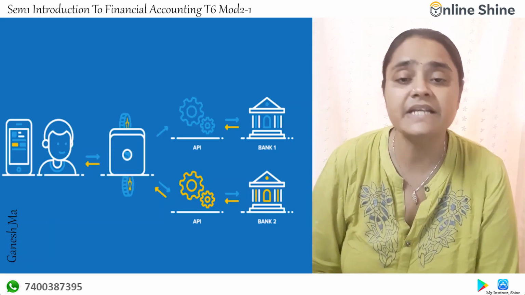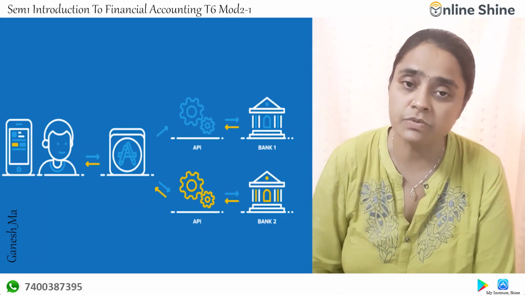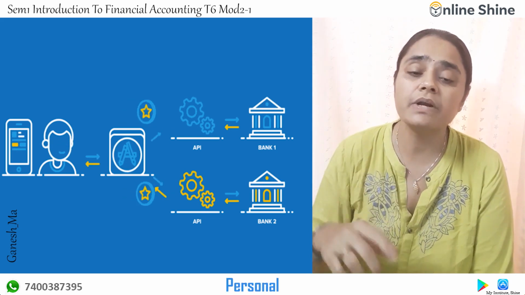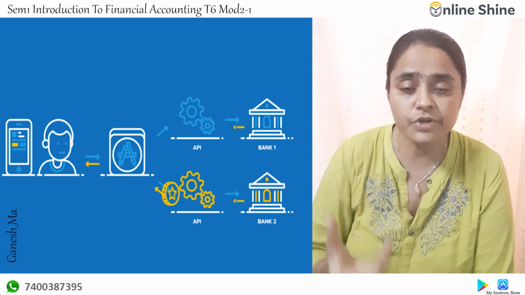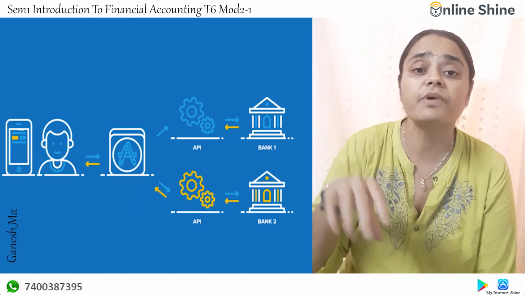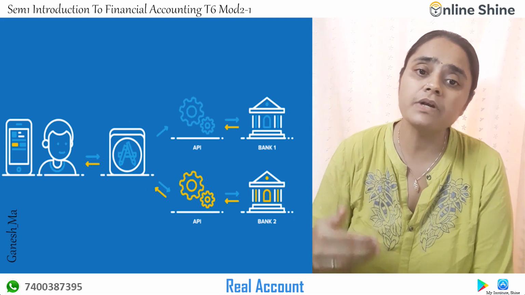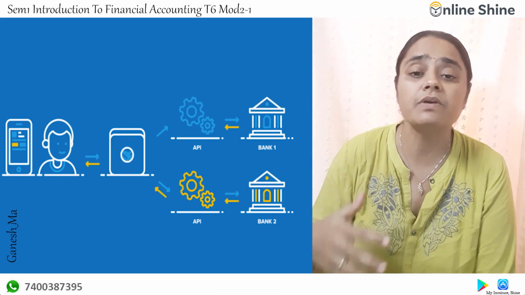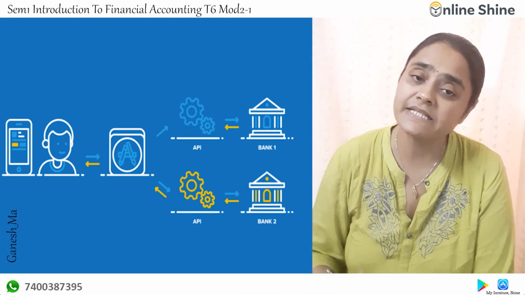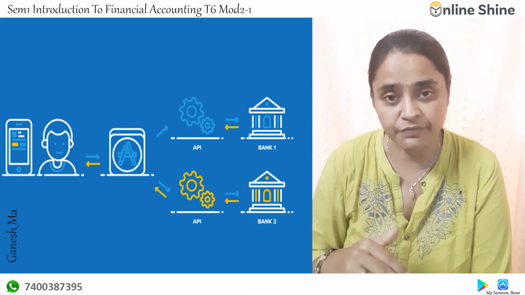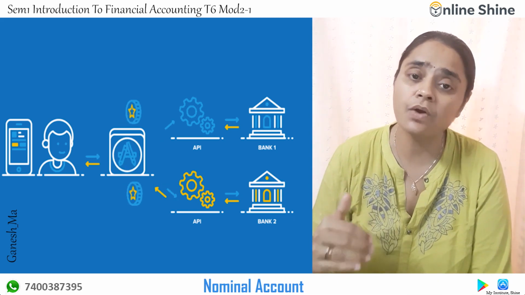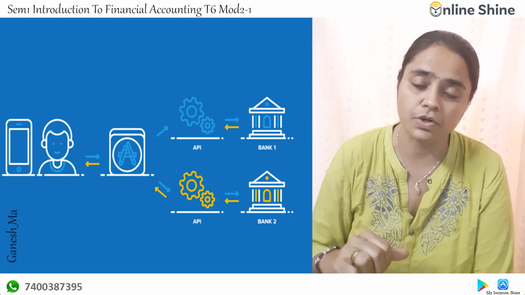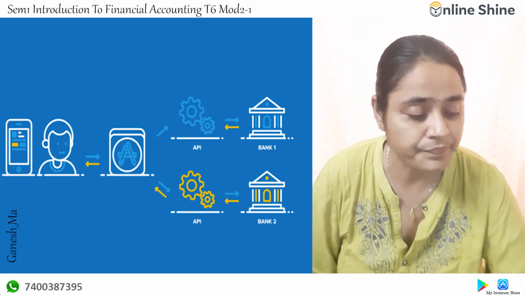Now basically here we can see there are 3 types of accounts. One is a personal account, a real account, and the nominal account. Personal account is an account of an individual or a group of individuals, or you can say a group of artificial persons. Real account is an account of your assets. Real account is an account of your current assets, your fixed assets, your investments and everything. And the last one is your nominal account, which includes your accounts of income or expenses, or you can say profit or loss.